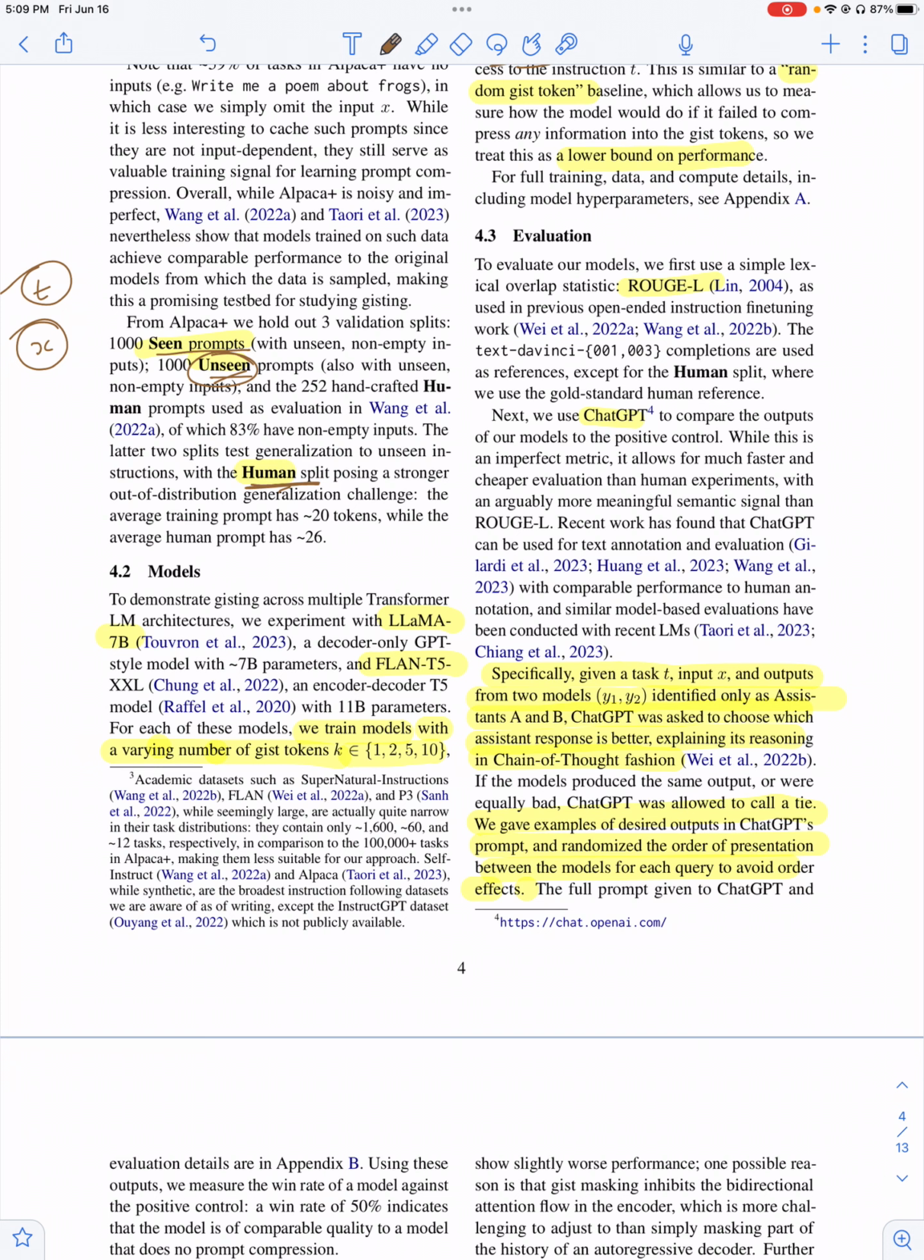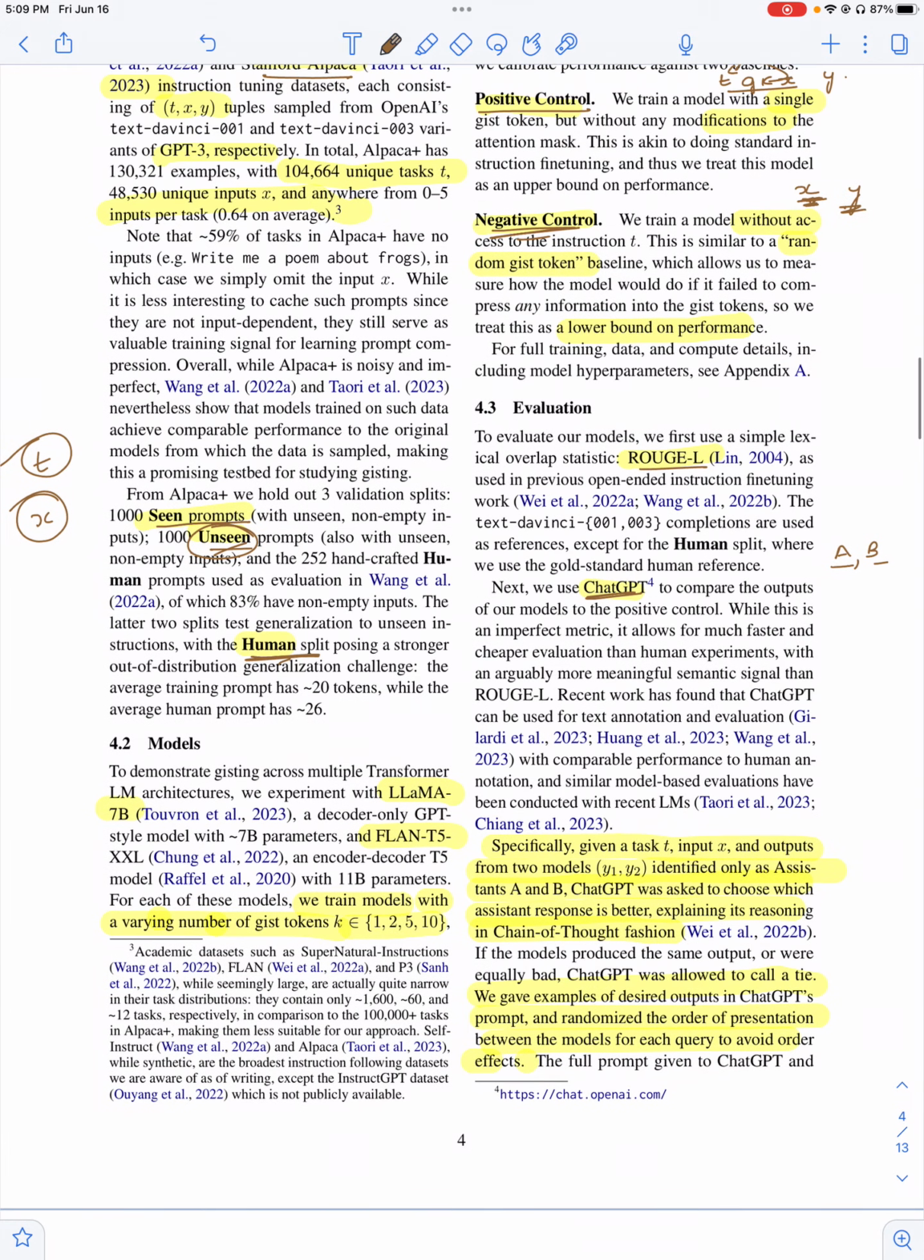And in terms of evaluation, they are looking at the Rouge score of the generation, which basically looks at the exact lexical overlap between what's generated and what the expected output is. And they also have ChatGPT evaluation. So basically, they're giving two different inputs to ChatGPT and asking its preference of one over the other, right? And here you're basically always comparing your model with the positive control.